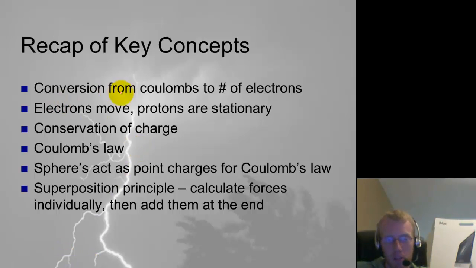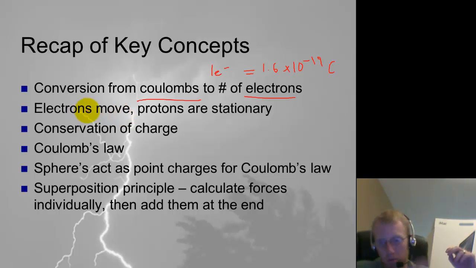You need to be able to convert between coulombs and electrons. Again, your conversion factor is 1.6 times 10 to the negative 19th coulombs. That's the charge on one electron. You should definitely know that electrons, in the vast majority of cases, are the charges that are moving around, and the protons are stationary in the nucleus. You should know that charges are conserved. The overall charge at the beginning should equal the overall charge at the end, but they will frequently get moved around from place to place.